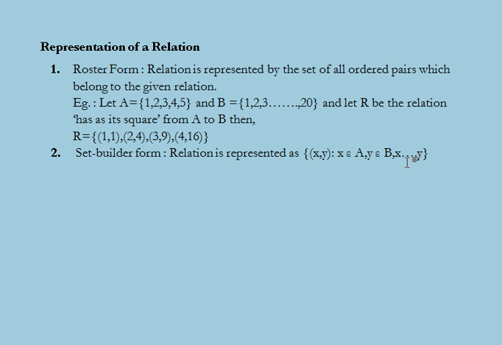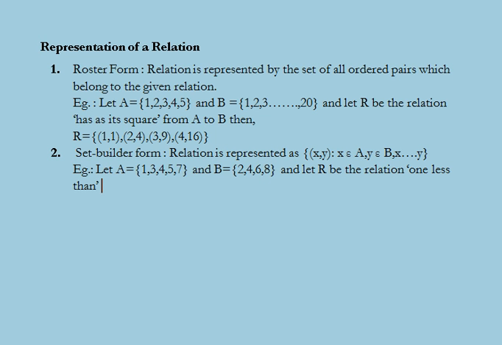For example, let us suppose A to be the set consisting of elements 1, 3, 4, 5, 7 and B having its elements as 2, 4, 6, 8. Let R be the relation "1 less than". Then R in set builder form is represented as shown, consisting of (x,y) where x belongs to A, y belongs to B and x is 1 less than y.